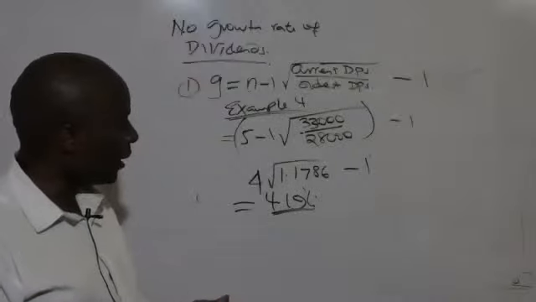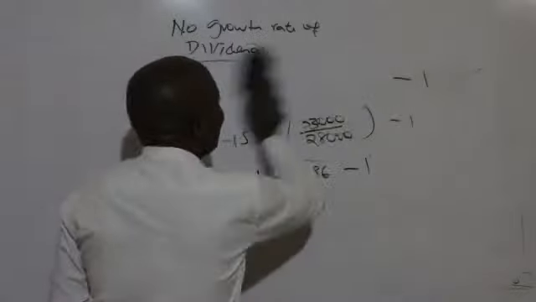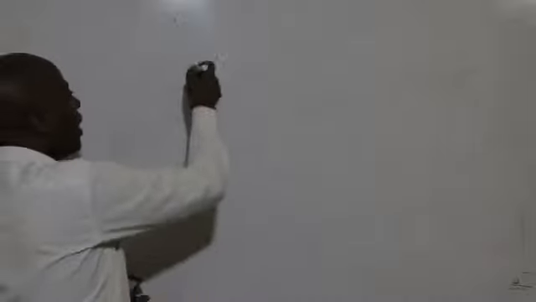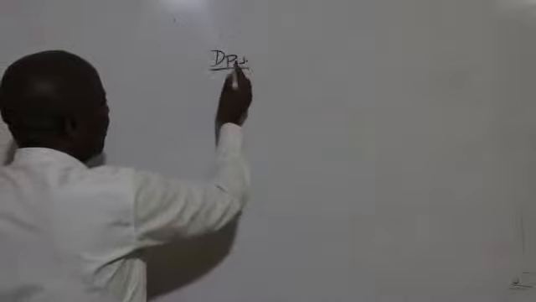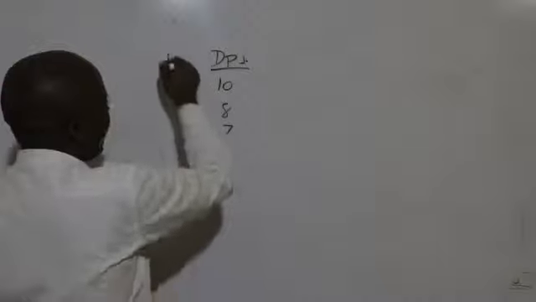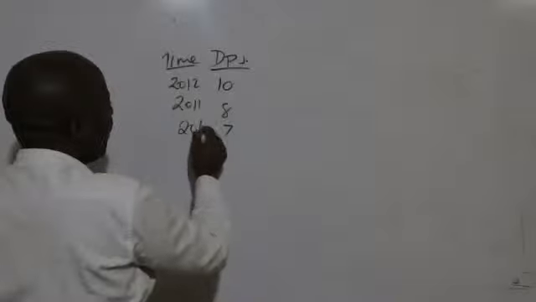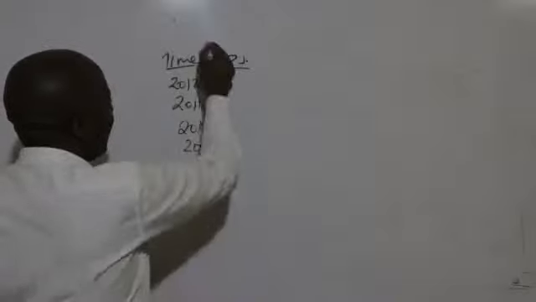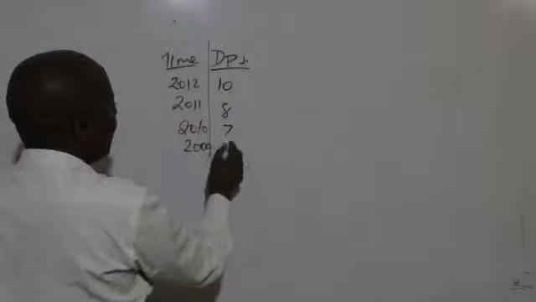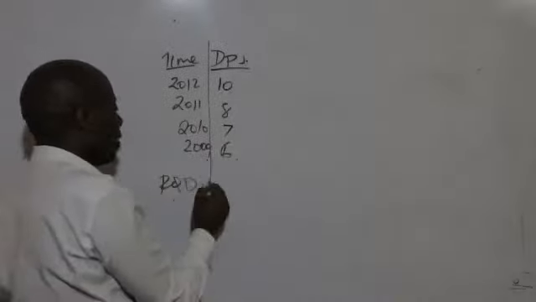That is example four. Now, ladies and gentlemen, on this graph you will get this kind of situation where the examiner gives you DPS: 10, 8, 7, 6, with time 2012, 2011, 2010 and 2009. The examiner will come and tell you to determine the growth rate of dividends.